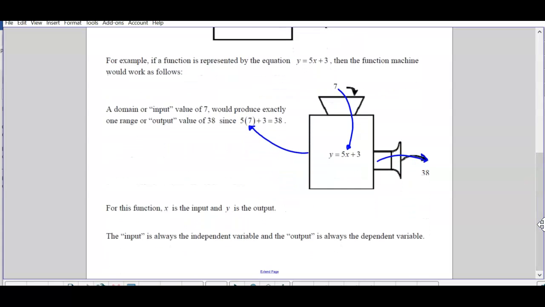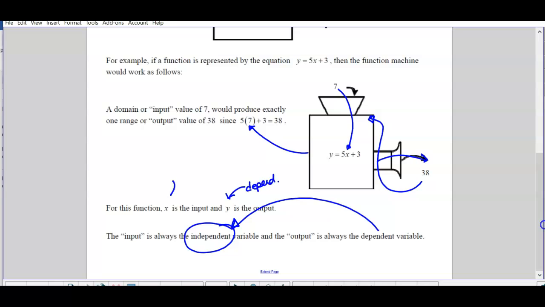So for this function, x is the input and y is the output. The input is always the independent variable, it's what you start with, and the output is always the dependent, because this depends on what you put in. 38 depends on what we put into our equation. So often y is the dependent, unless it has some different application, and x is independent.